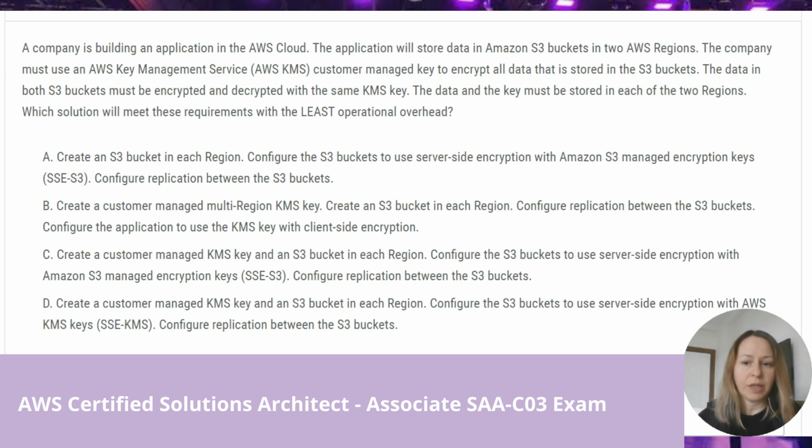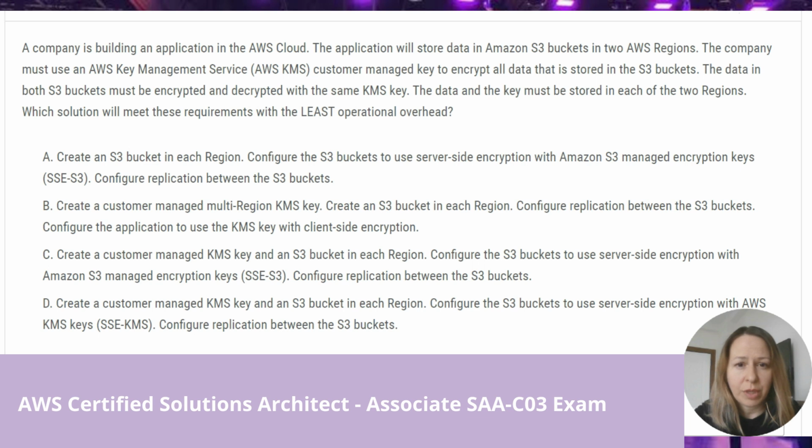Now I'm going to read the third option. C. Create a customer managed KMS key and an S3 bucket in each region. Configure the S3 buckets to use server-side encryption with Amazon S3 managed encryption keys, SSE-S3. Configure replication between the S3 buckets. The last option, D, is create a customer managed KMS key and an S3 bucket in each region. Configure the S3 buckets to use server-side encryption with Amazon Web Services KMS keys. Configure replication between the S3 buckets.